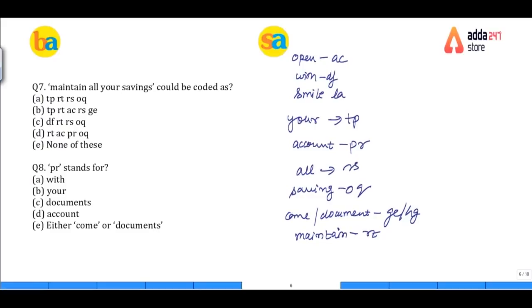क्वेश्चन नंबर 7, मेंटेन ऑल योर सेविंग्स. तो मेंटेन का कोड है RT, ऑल का कोड है RS, योर का कोड है TP एंड सेविंग्स का कोड है OQ, जो कि हमारे ऑप्शन ए में है, इसलिए ऑप्शन ए हमारा करेक्ट आंसर हुआ. क्वेश्चन नंबर 8, PR स्टैंड्स फॉर अकाउंट, इसलिए ऑप्शन डी हमारा करेक्ट आंसर है.